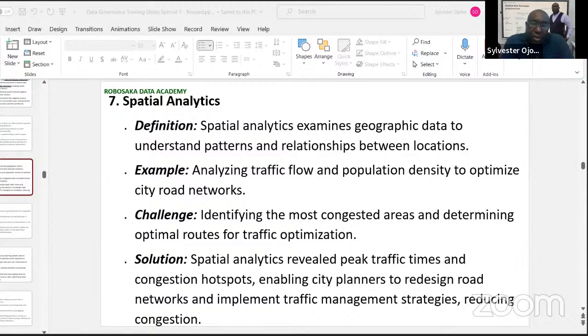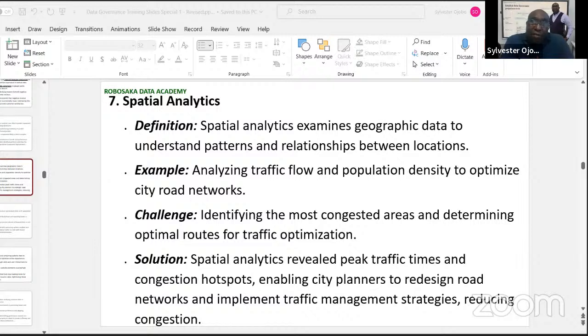So the challenge anybody in such a business may face is to identify the most congested areas and determine optimal routes for traffic optimization. So it's very important that we know geographical data and understand their relationship and their pattern.